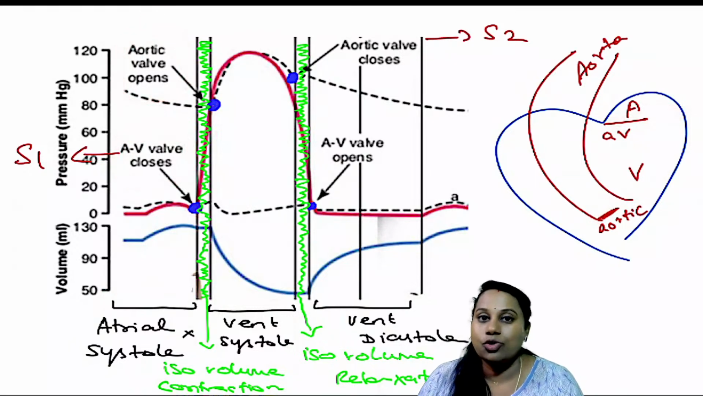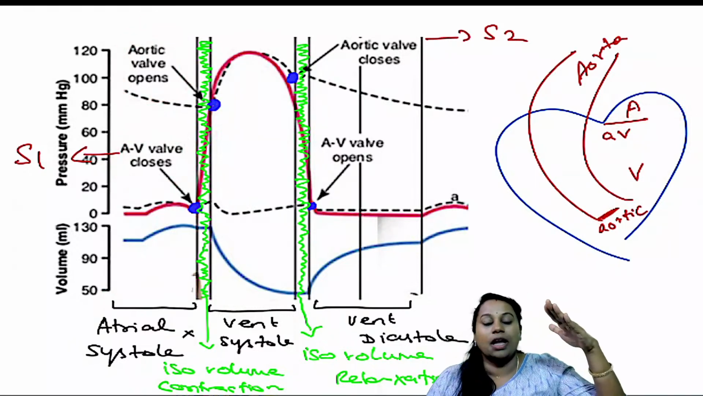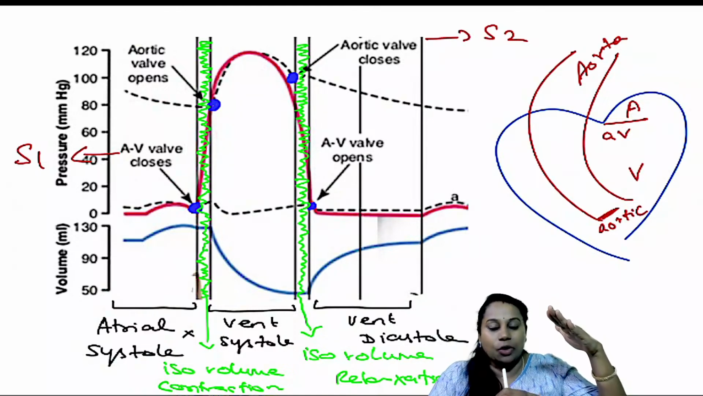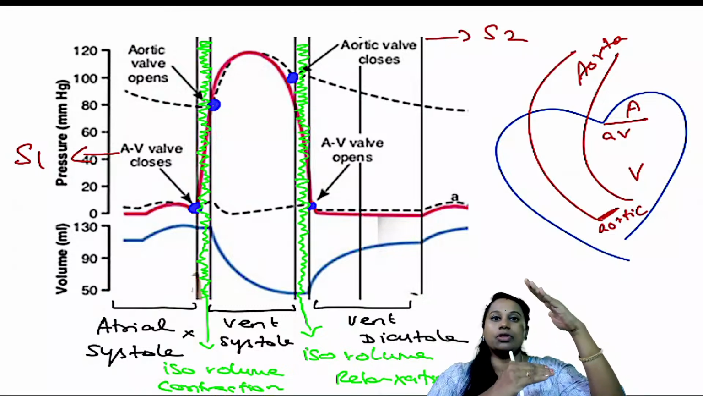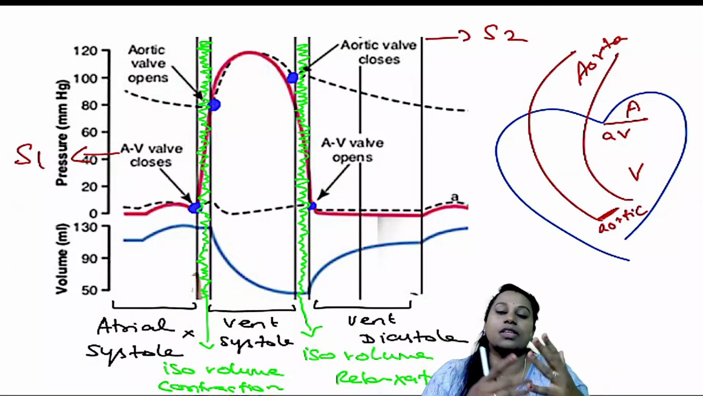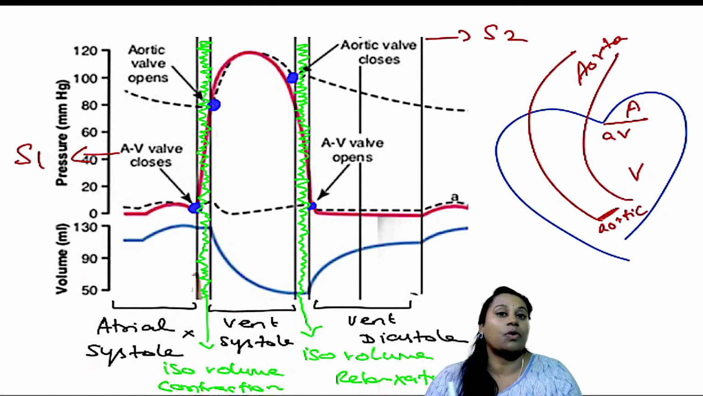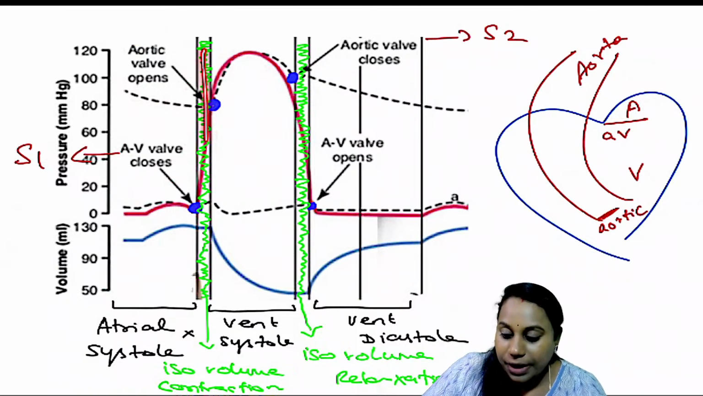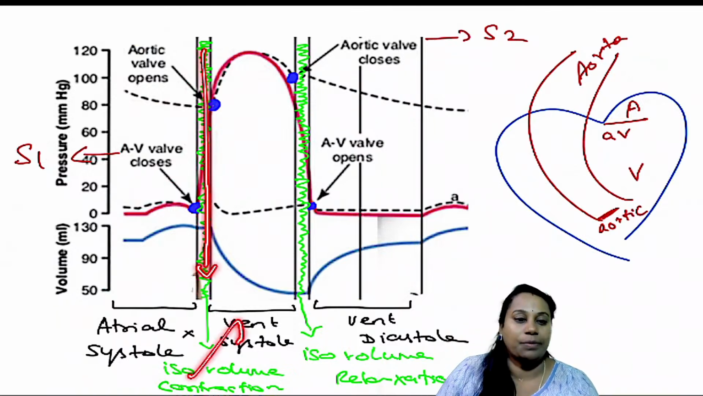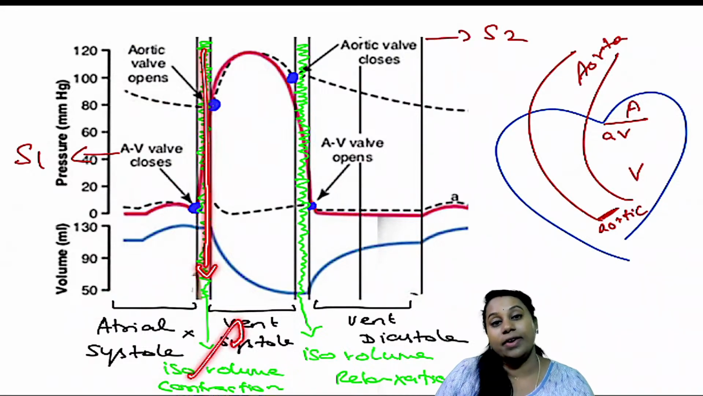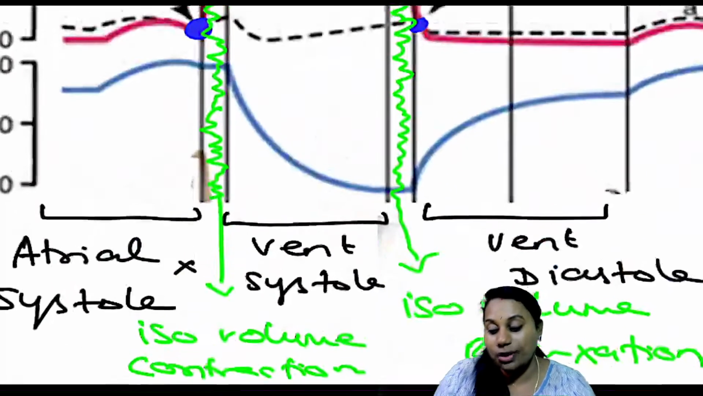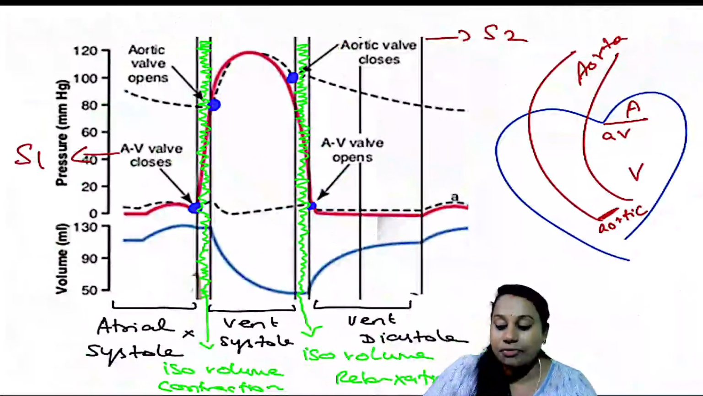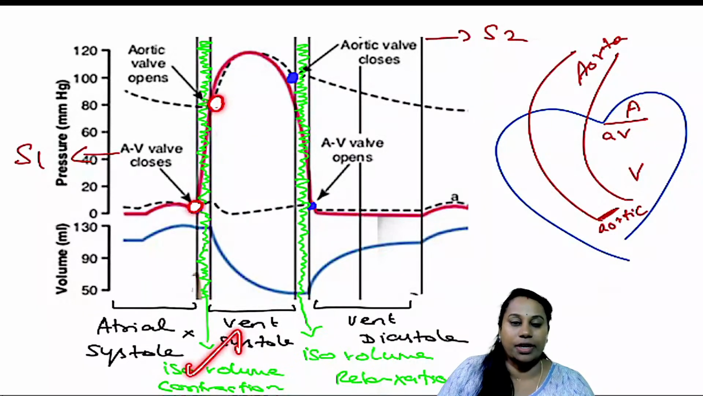But in between these two periods, when AV valve has closed, aortic valve is still not yet open. It is still closed. AV valve has closed, aortic valve is just going to open. There is a small period where both the valves are closed. When both valves are closed, there is no outlet for the ventricle. If there is no outlet for the ventricle, the volume in the ventricle remains same. So this period is called isovolumetric period. It is followed by ventricular contraction. So it is called isovolumetric contraction period. After AV valve closure and before aortic valve opening, it is called isovolumetric contraction.